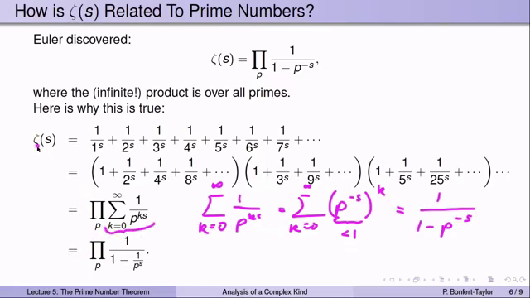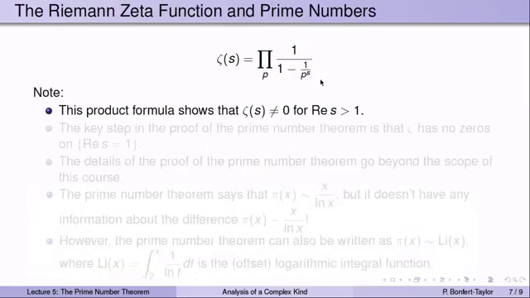Using that, I find that zeta of s is equal to the infinite product over all primes of 1 over 1 minus 1 over p to the s, which is the same as 1 over 1 minus p to the minus s. That's the way we wrote it up top. So here's again the formula for the zeta function.